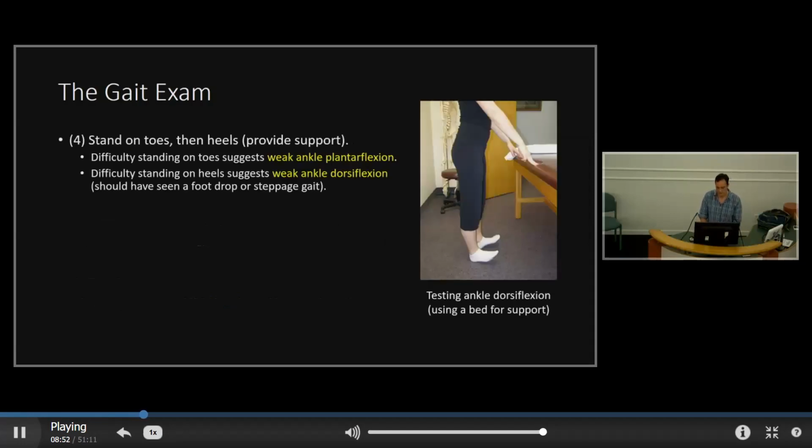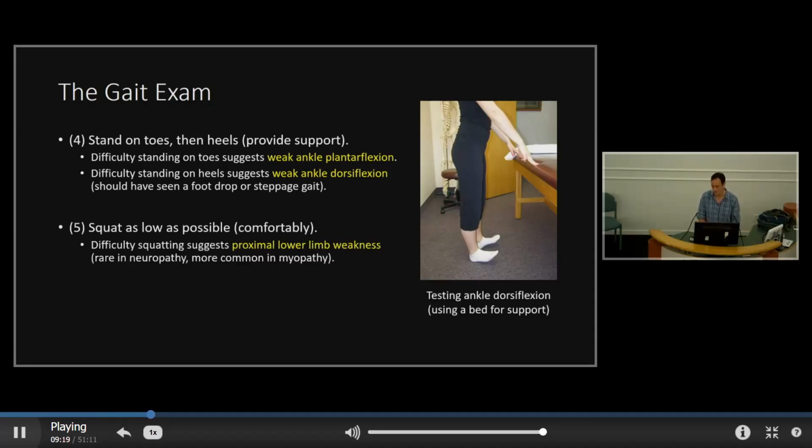The 4th step is to stand the person on their toes and then their heels. What you're doing is testing distal strength, and this is very important for a neuropathy. Most generalized neuropathies affect strength distally. They give you distal weakness. So if they have difficulty standing on their toes, they might have weak ankle plantar flexion. And if they have difficulty standing on the heels, it suggests weak ankle dorsiflexion. And if that's the case with the second one, you probably should have seen a foot drop or steppage gait.